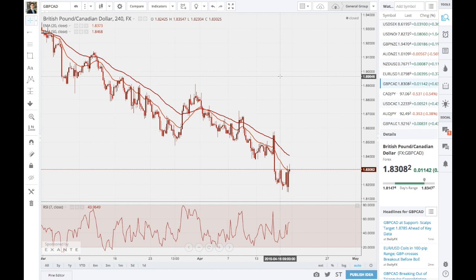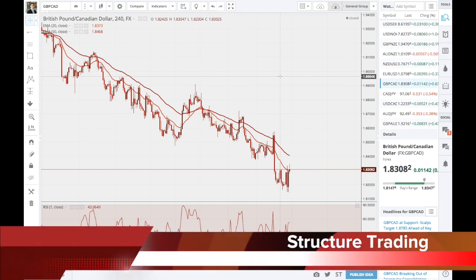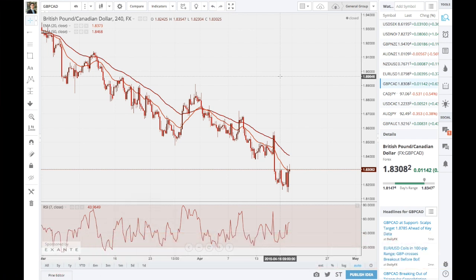Alright, so let me share with you what I'll be sharing for this week's video. The first strategy that I would like to share with you is structure trading. Structure trading is basically following the trend, and we are entering the trade based on the retracement of the trend itself. Later on I'll be sharing this on the chart.